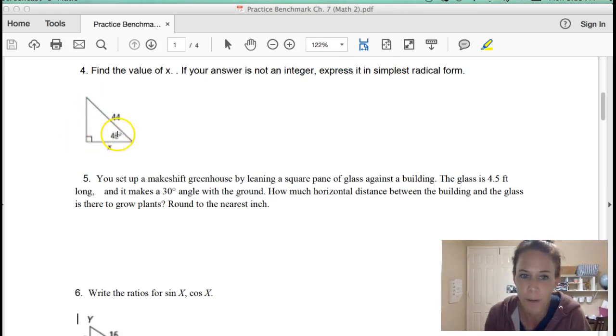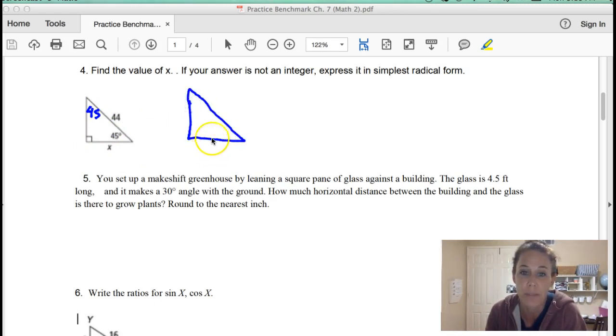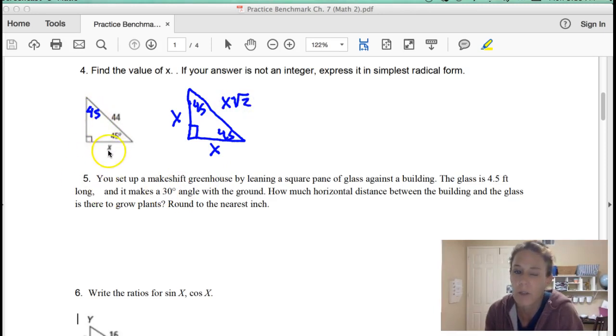We have a 90, 45. This has to be 45. So what we have here is a 45, 45, 90. And when we have that, we know our special right triangle ratios. With the 45, 45, 90, if this is my special right triangle, I'm going to have a value of x, a value of x. The hypotenuse is going to be that leg value times the square root of 2. So if I know across from the 45 is x, this will also be x. This value here has to be x times the square root of 2.